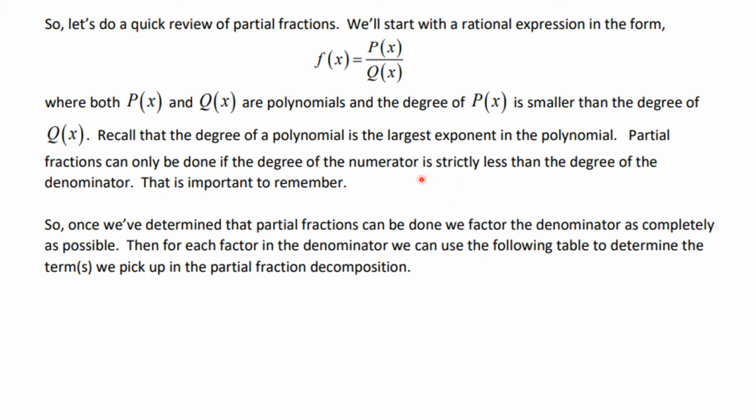The partial fractions can only be done if the degree of the numerator is strictly less than the degree of the denominator. And once we've determined the partial fractions can be done, we factor the denominator as completely as possible. So step one is making sure the degrees are correct, and then you factor the denominator as completely as possible. Factoring is a skill. Then for each factor in the denominator, we can use the following table, which you should commit to memory, to determine the terms that we pick up in the partial fraction decomposition.